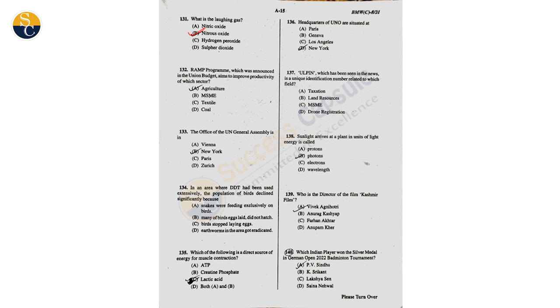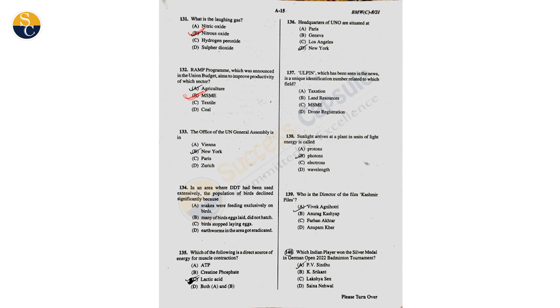Next, the RAMP program was announced in the Union Budget. It aims to improve productivity by raising and accelerating MSME performance. MSMEs are micro, small and medium enterprises. It is a World Bank assisted central sector scheme. So, the answer here will be B.